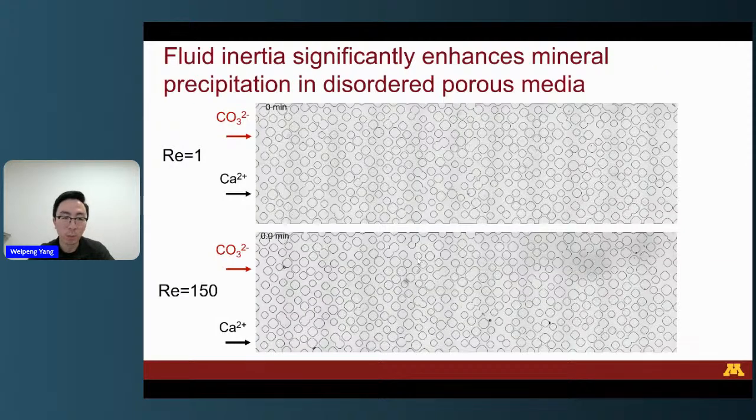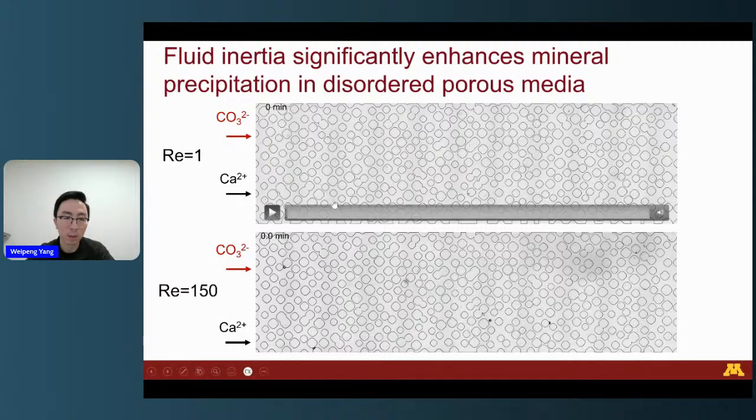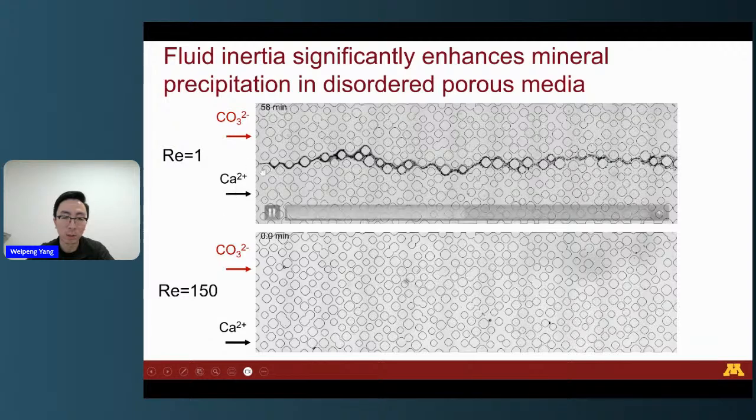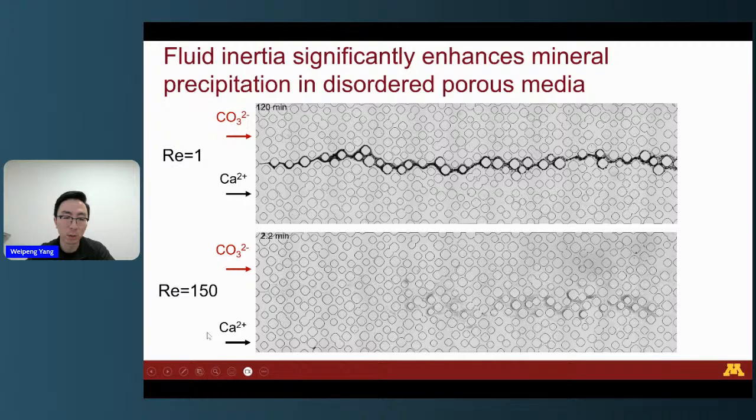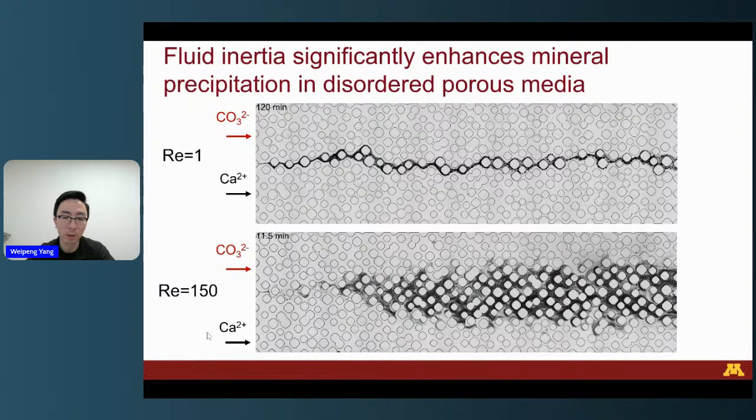So finally, we want to examine how this fluid inertia can control or enhance mineral precipitation in the disordered porous media. Here we co-inject calcium carbonate into the microfluidic chip. For Reynolds number 1, we saw a formation of a thin precipitation layer. Similar to the previous study, it will go vertically, and then finally it will form a wall. But for the high Reynolds number, we saw something quite different, very dramatic enhanced transverse precipitation.